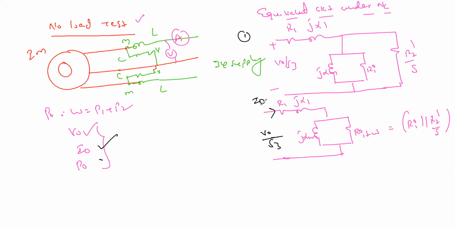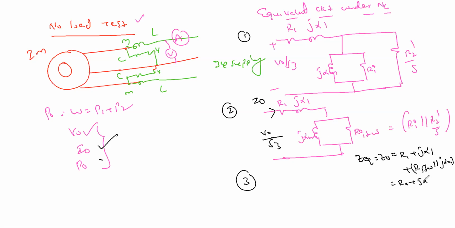So what I do here now, this is the first one, second. R1 jX1 in series, these two are parallel. Can't I make it Z equivalent here now? Z0. If I say Z equivalent or Z0, what is the Z equivalent here? These two are parallel, in series with this R1 plus jX1, plus RIFW in parallel with jXM. Suppose you calculated Z0, you got R0 and X0.